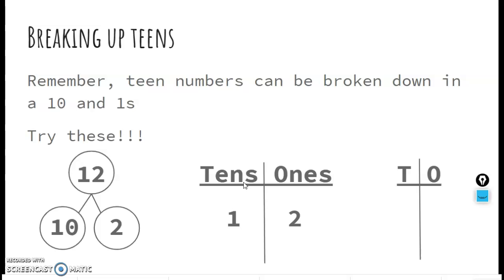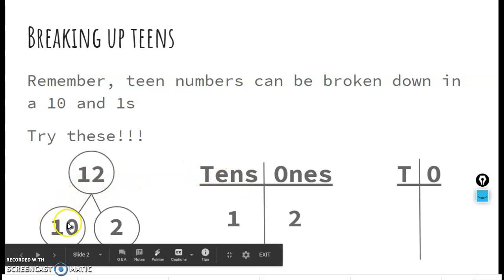Notice the difference here is that it says there is a 1 in the tens place because that 1 means 1 ten. But if I look at my number bond over here, I just have the number 10. That's because over here it's the number 10, and over here it's representing 1 ten because it's in the tens place.